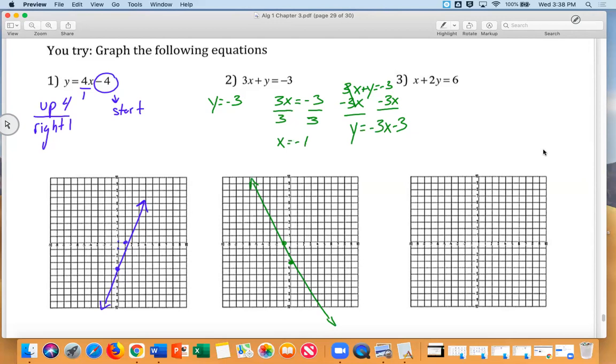Now with number 3, let's start out by doing it using the y-intercept method, or the slope-intercept method. So we're going to go ahead and subtract x from both sides, because I'm trying to get y by itself. And then I'm going to divide by 2. So I get y equals -1/2 x plus 3. So I'm going to start at 3, and I'm going to go down 1 to the right 2, down 1 to the right 2, down 1 to the right 2. So I have this set of directions.